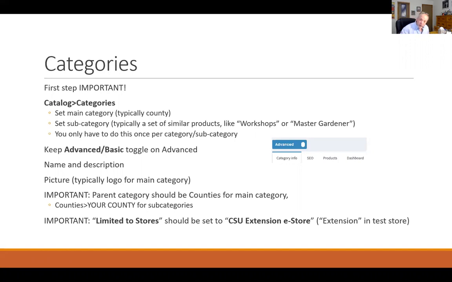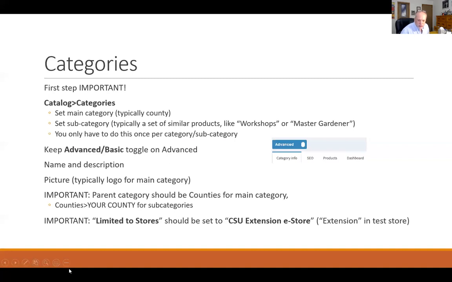The last important thing to remember on categories is that the limited to store box should be set to CSU extension e-store. Now in the training store, you're just setting it to extension. It has a different name depending on which server you're on. So in the test store, you're just choosing extension under the limited to stores option. And in the actual production store, you're setting it to CSU extension e-store. Hope that makes sense to everybody. Feel free to hit us up in the chat pod if it doesn't.